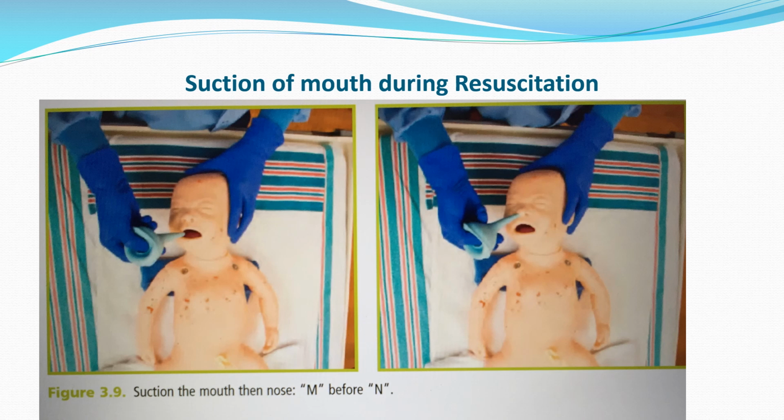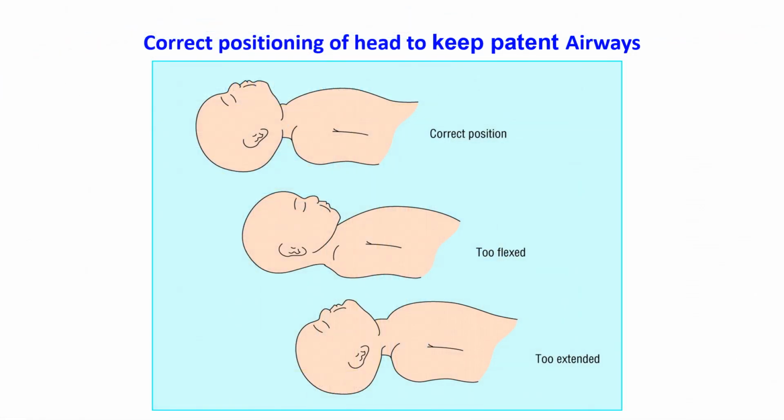If the baby needs suctioning, then we should start with suctioning of the mouth before the nose, M before N, because the fluid in the oropharynx is more than the fluid in the nasopharynx. So we have to aspirate the fluid in the oropharynx before the baby starts to take the first breath. So this is the correct way of positioning.